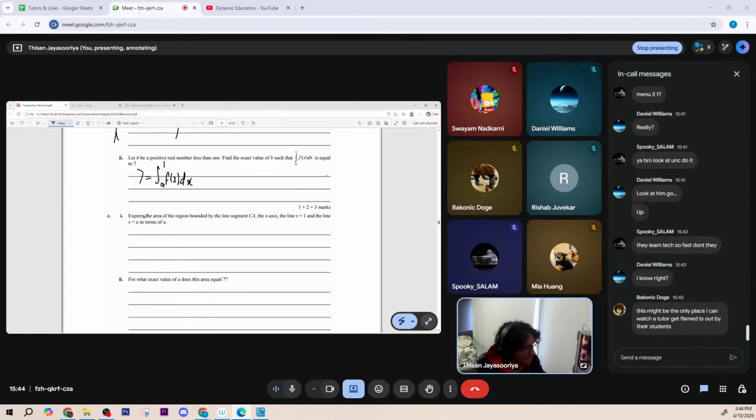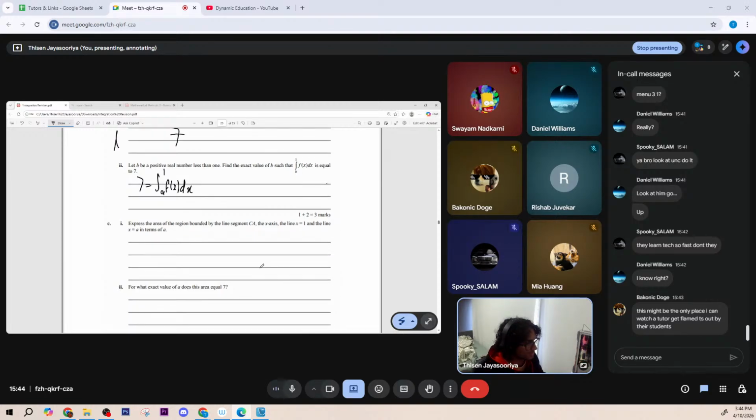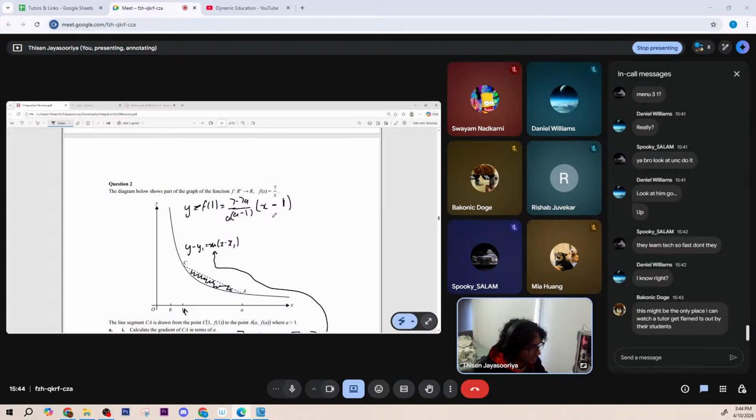Now it says find the expression of this equation from the region bounded between the line. Oh no, I've misread this one. So it's meant to be from 1 to a. Ignore the axis. It's just this whole thing.